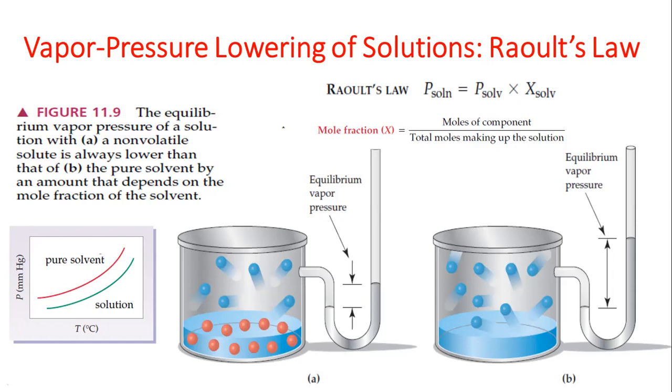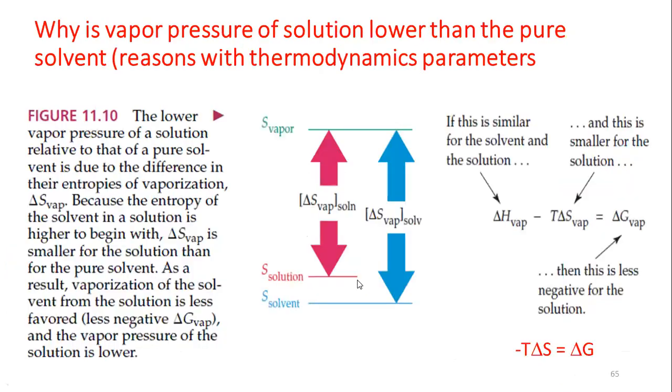And later on, I am going to give the reason why this is going to happen with the thermodynamic parameters. And this is just a graph to show the relationship between the vapor pressure of the pure solvent and the solution. The vapor pressure of the pure solvent is more, and the vapor pressure of the solution is less, as explained in this diagram.